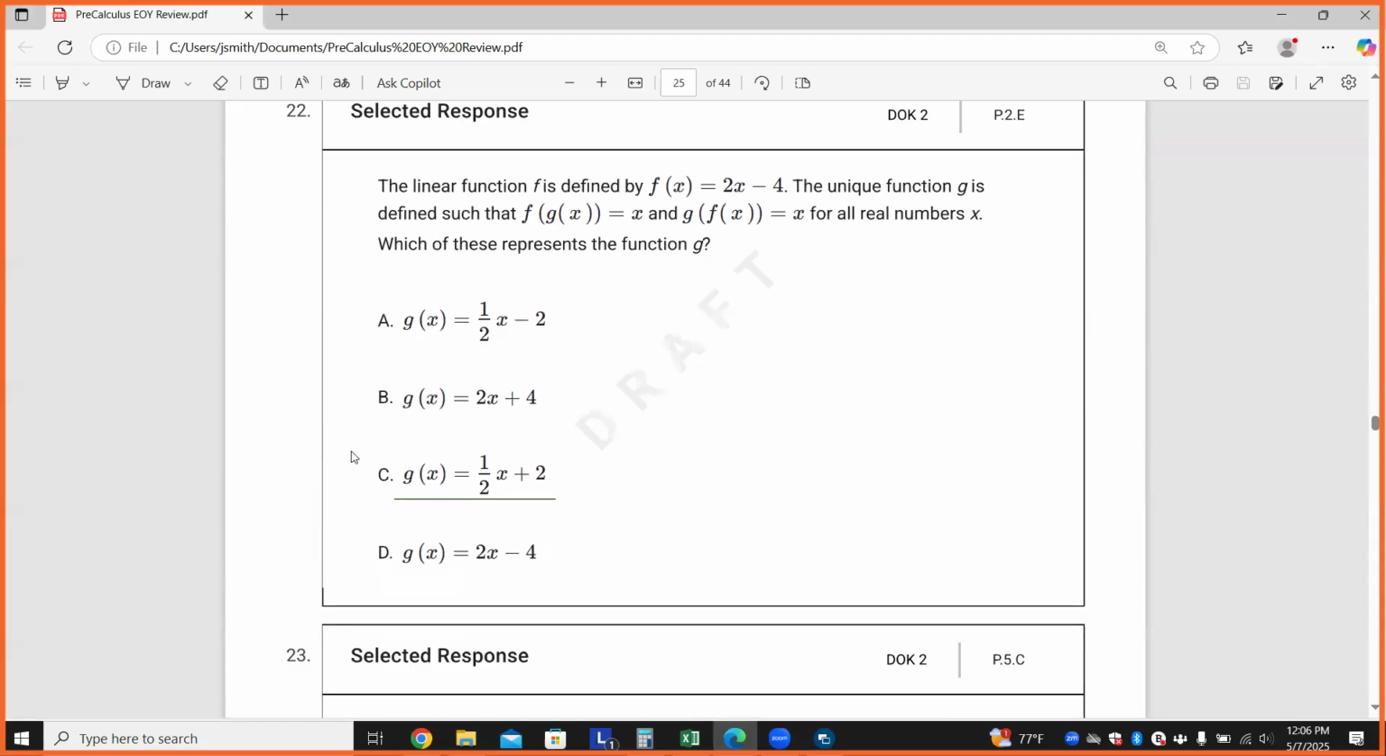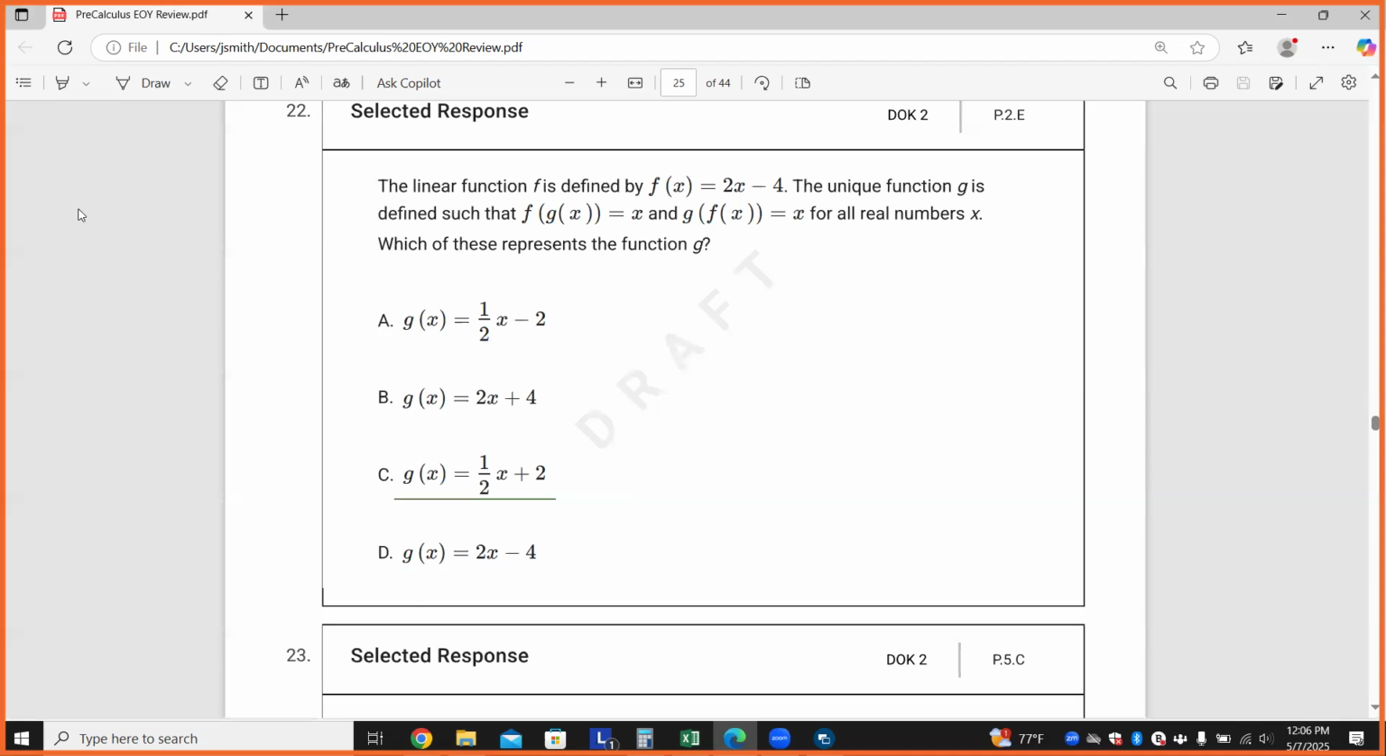All right, number 22, this one says the linear function f is defined by f of x equals 2x minus 4. The unique function g is defined by f of g of x equal to x and g of f of x equal to x for all real numbers. Which of these functions represents the function g? So basically what you're doing is you're just trying to figure out which one of these functions can I plug into this function to get x out of it. And I'll do a couple of them with you.